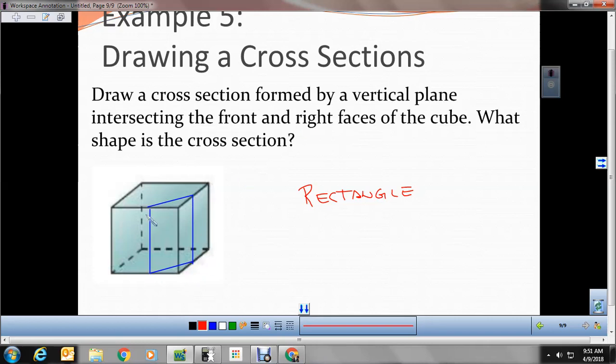And it doesn't matter if we drew it from this point to over here, it's still going to be a rectangular shape. So you could cut it at many different locations. You could cut it anywhere on the front face all the way over to this part here, and it's still going to form a rectangle. Okay, that shape is a rectangle.